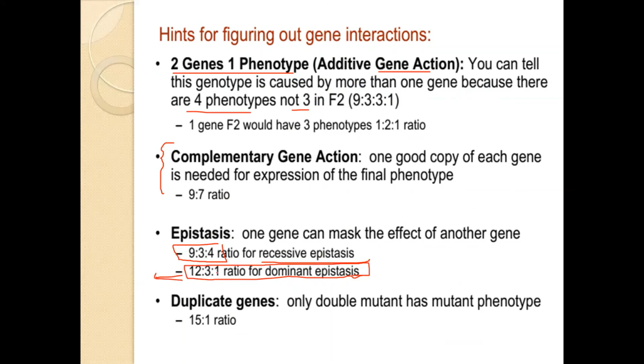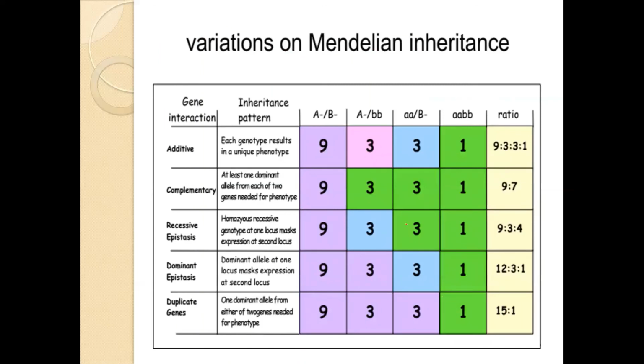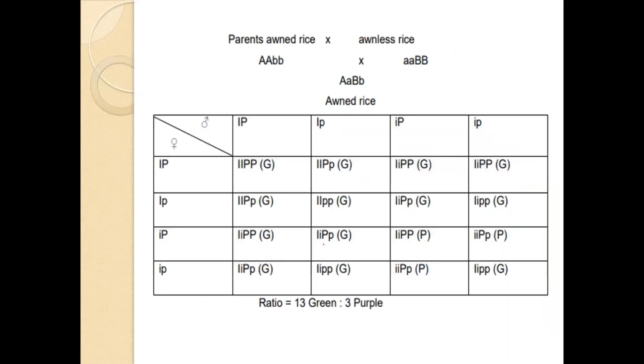So just look into the ratio. In case of the recessive one, the recessive part of the number is getting changed. And in case of the dominant one, the dominant part of the number is getting changed. So in case of duplicate gene, the ratio is 15:1. Only the double mutant has that phenotype. So variation in Mendelian genetics is shown nicely here, whether additive, complementary, recessive, dominant, or duplicate genes. In each and every case, the variation is showing here in this checkerboard.